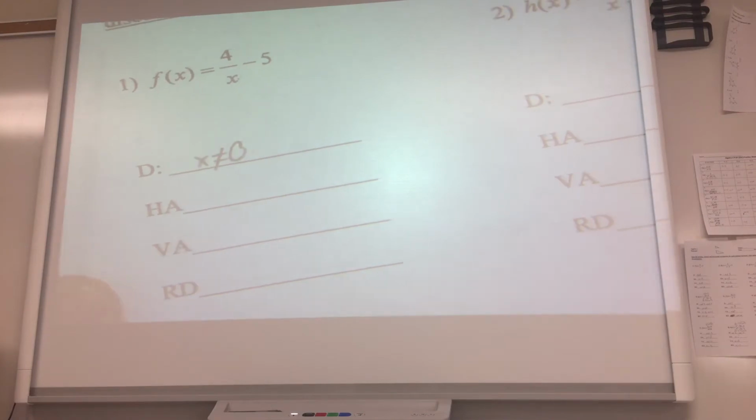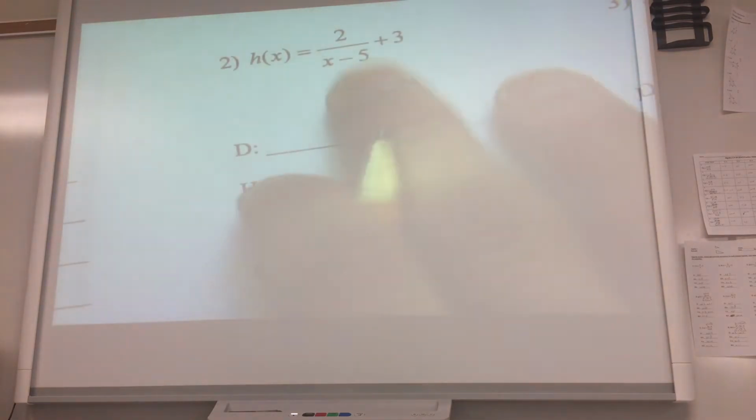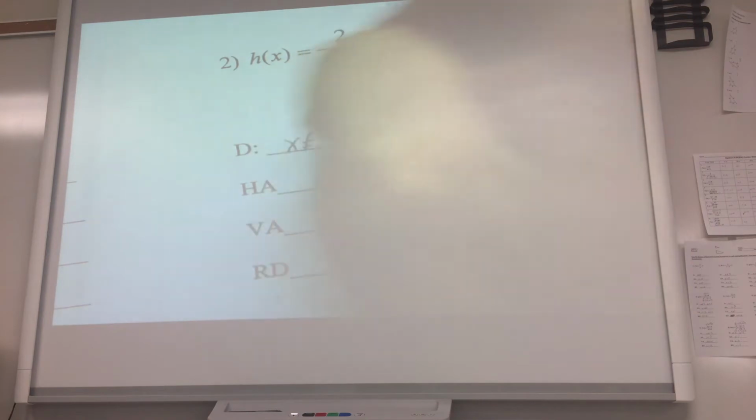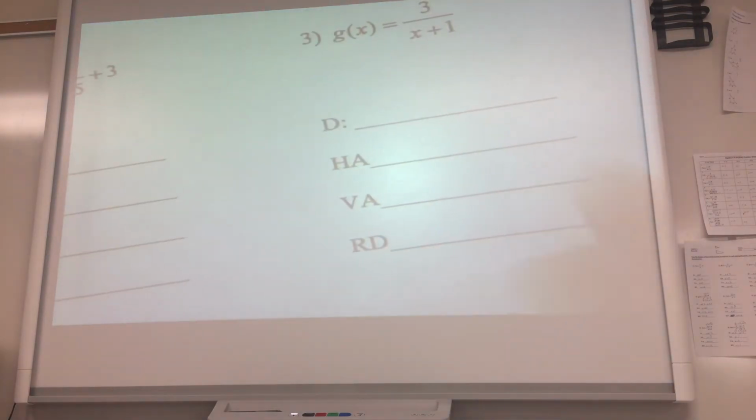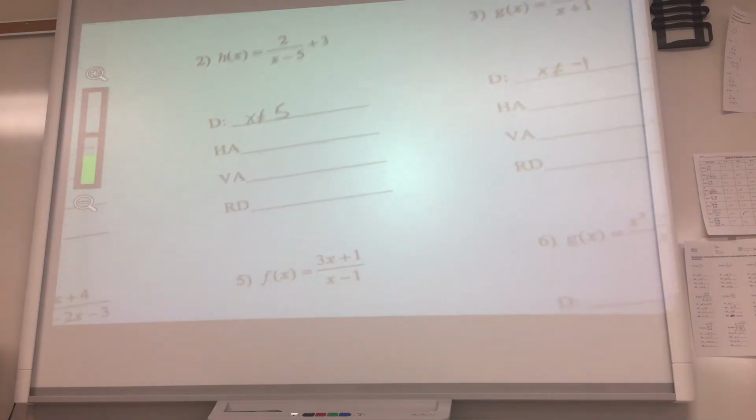Let's go ahead and do the first 3 all together. x cannot equal 0 on this one. If I look at that one, x cannot equal 5. If I look at this one, x cannot equal -1, and so on and so forth. I think you might get the point now, or at least be onto it.